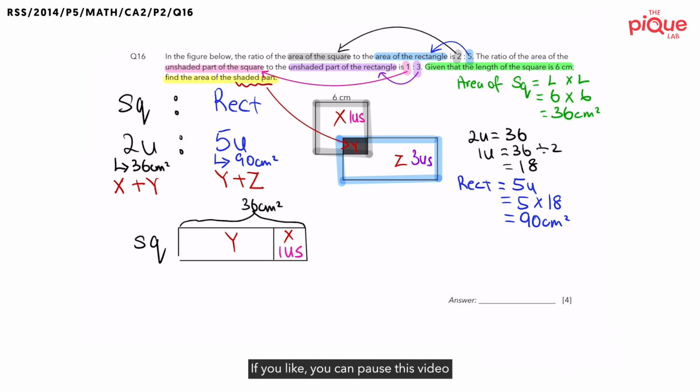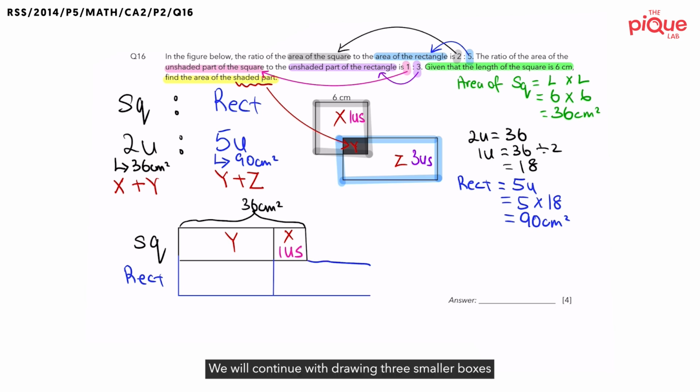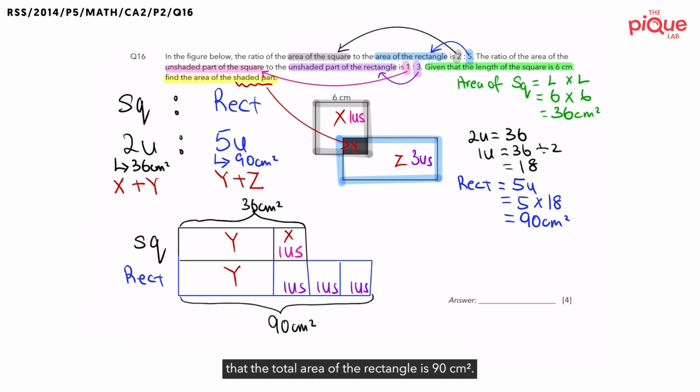If you like, you can pause this video and attempt to draw the model on your own. Are you ready for the answer? For the rectangles model, we also have letter Y, and I've purposely drawn Y first, since the Y in the rectangle is the same Y as the one in the square. We will continue with drawing 3 smaller boxes, representing 3 US, which is also the area of Z. Lastly, we need to note down that the total area of the rectangle is 90 cm squared.